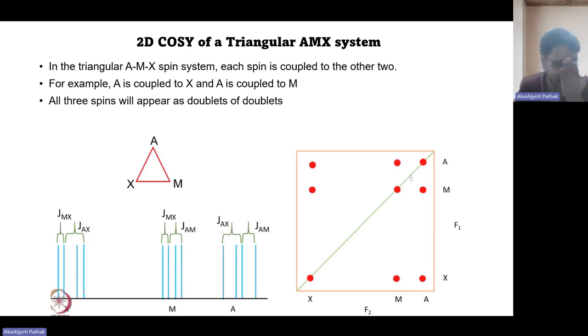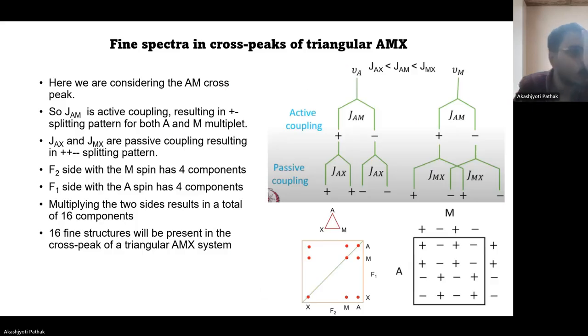All of these are split into a doublet of a doublet because each spin is coupled to two other spins. So all the three spins will appear as a doublet of a doublet, and this is what the 2D COSY will look like for a triangular AMX system. How will you calculate the fine structure? So this is what I was explaining.